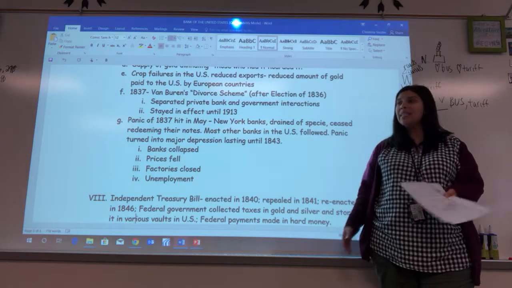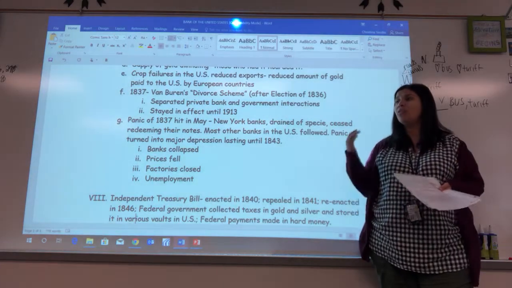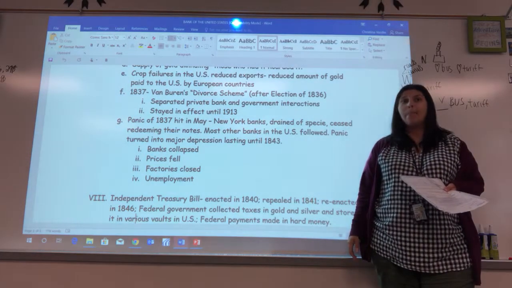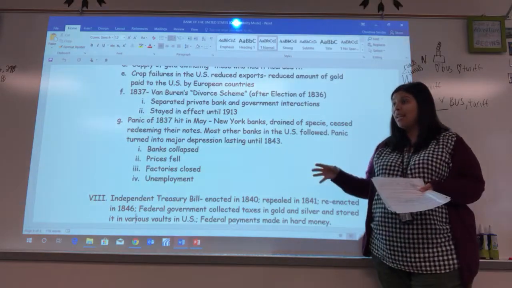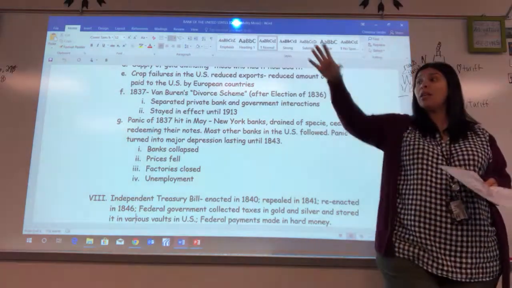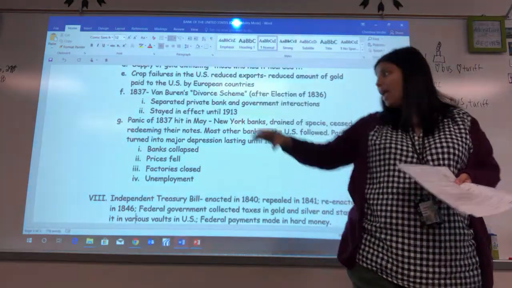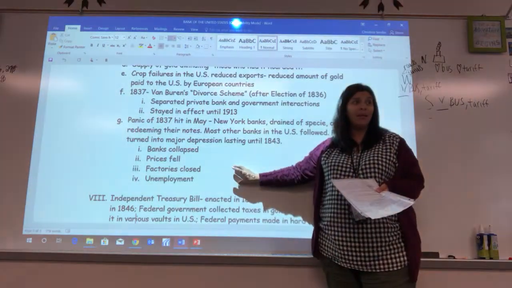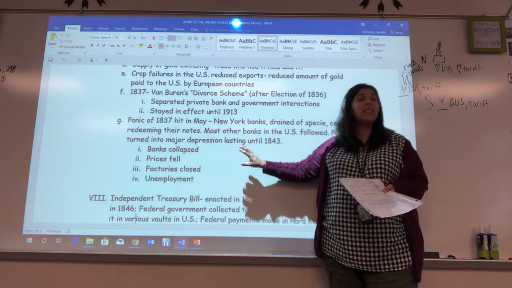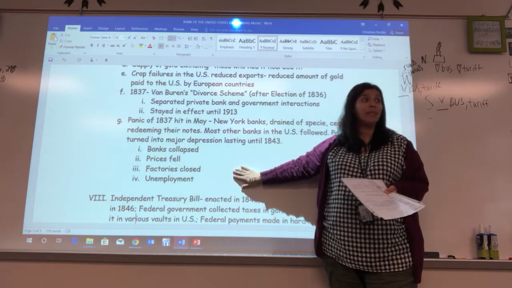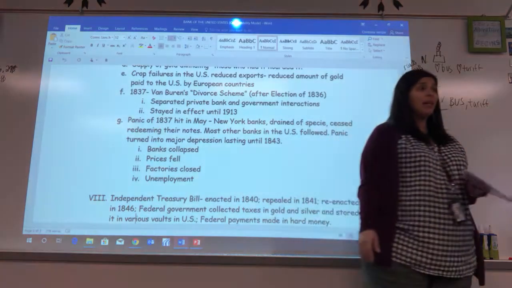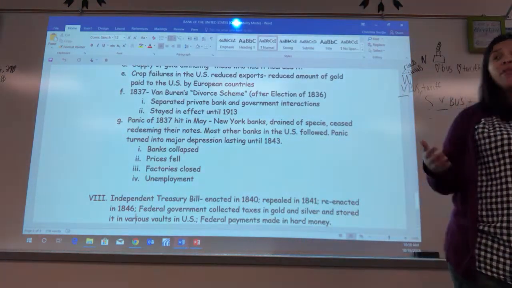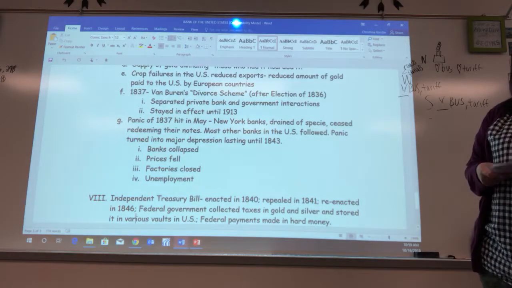All of this panic stemmed from Jackson's actions of doing what? Removing the money out of the bank. At first, he was only hurting the rich, right? But now, who is he hurting? The common man. But is anybody around to blame Jackson? Who are they blaming? They're blaming Martin Van Buren.